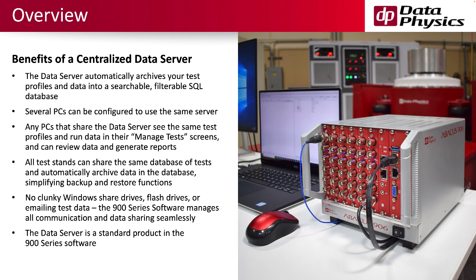That simplifies the process of backing up and restoring data if the need ever arises. And it does this all in the background without the user needing to really do anything once it's configured. You don't have to configure Windows shared drives or email test data anymore. The 900 series software handles all of the communication and the data management in the background. And the data server functionality is a standard feature in the 900 series software.